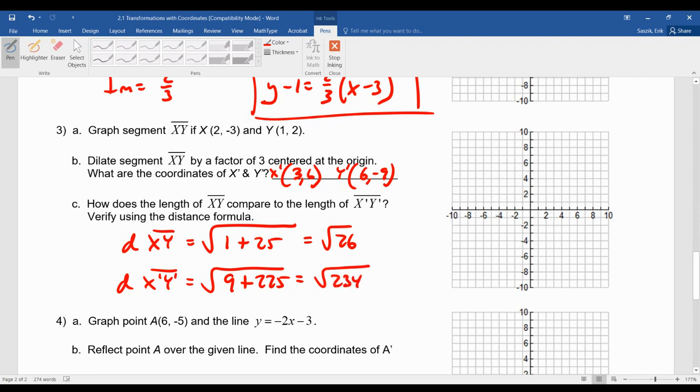Now that's a little bit harder to simplify, but the biggest perfect square that goes into 234 is actually 9. So that becomes 9 times 234, which is 3 root 26. And you see, yes, 3 times longer.